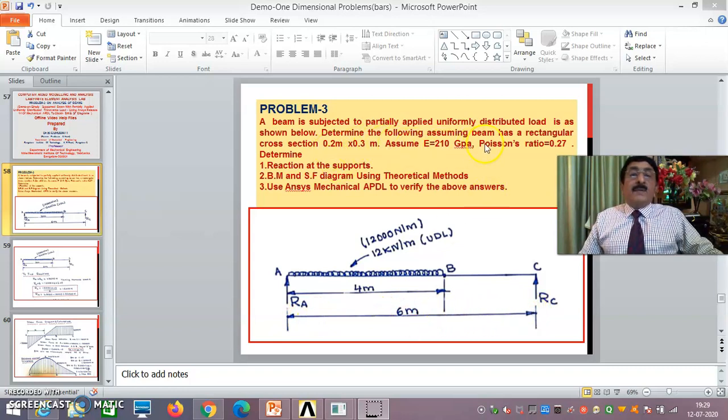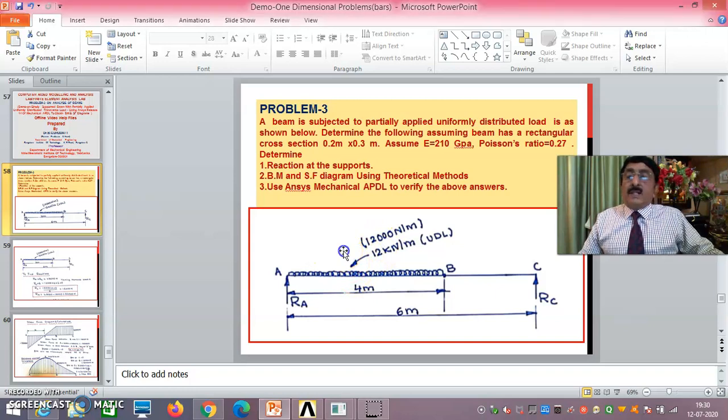Determine the following, assuming the beam has a rectangular cross section of 0.2 meters width and 0.3 meters depth. Assume E to be 210 GPa, Poisson's ratio 0.27. Determine reactions at the supports RA and RC, and the bending moment and shear force diagram using theoretical methods. Then use Mechanical APDL to verify whatever you have got, whether you are getting the correct answers in Ansys.